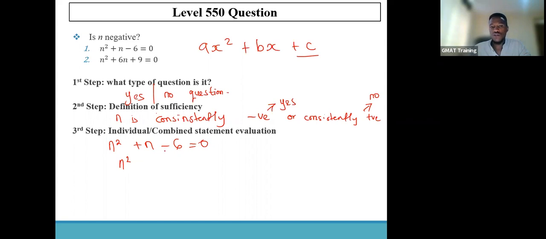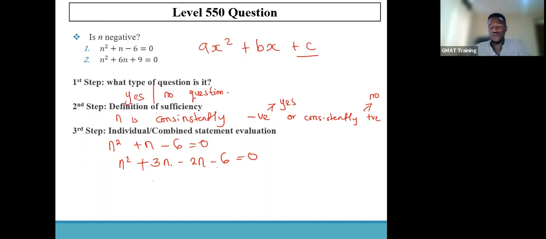Okay, so in this case, just to confirm that, you would have n squared plus 3n minus 2n minus 6 equal to 0. These are the two values which when multiplied would give us -6, and at the same time when added they would give us +1, which is the coefficient of n here, which represents b, right?